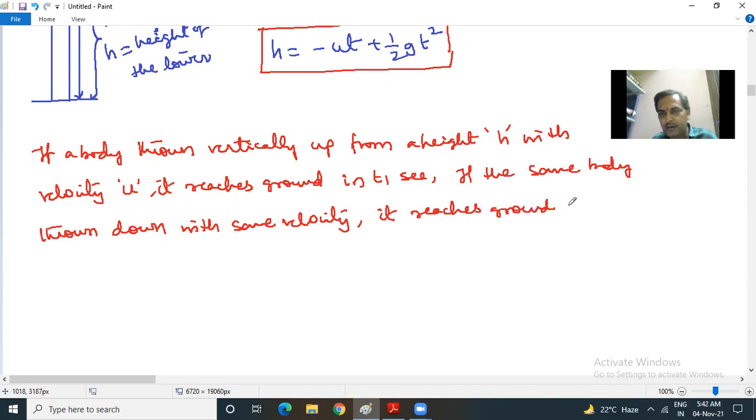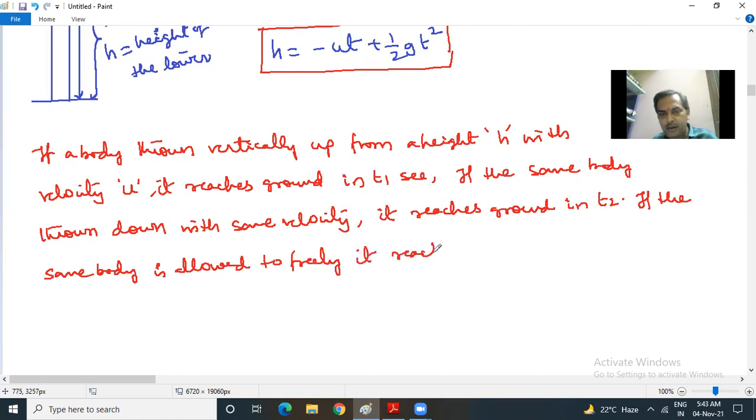It reaches ground in t2 seconds. If the same body is allowed to fall freely, it reaches ground in t seconds.